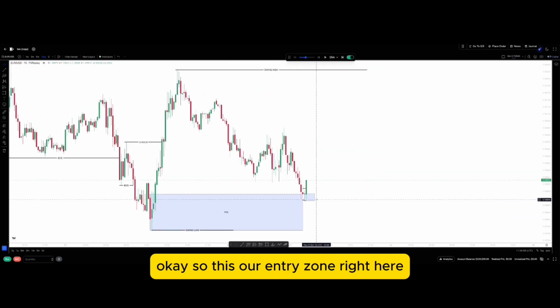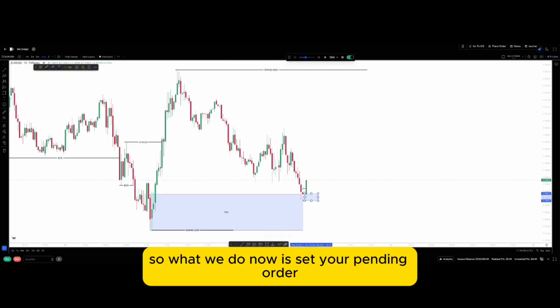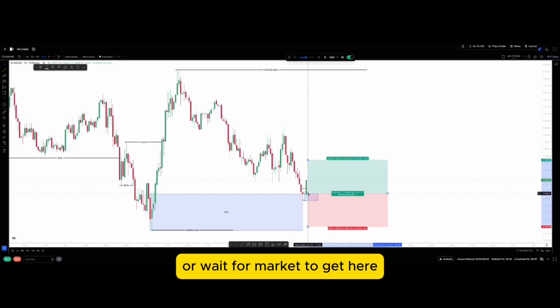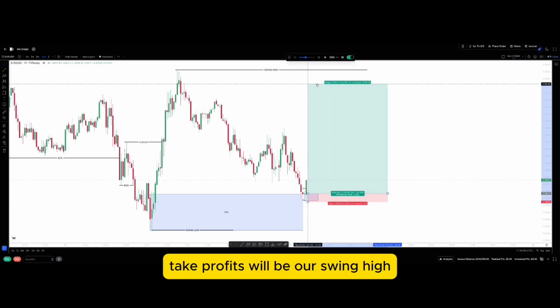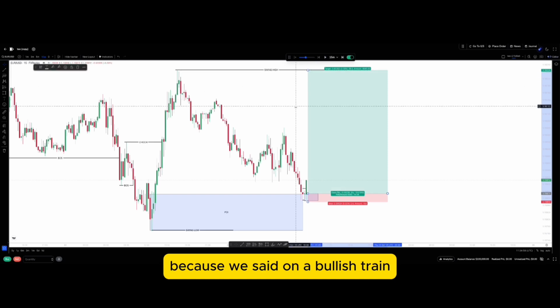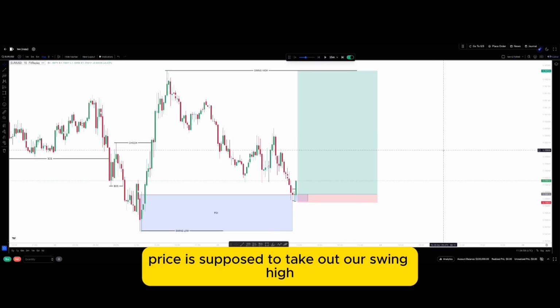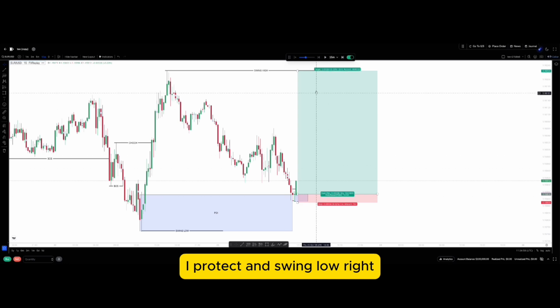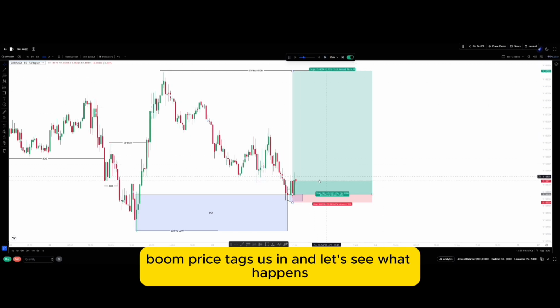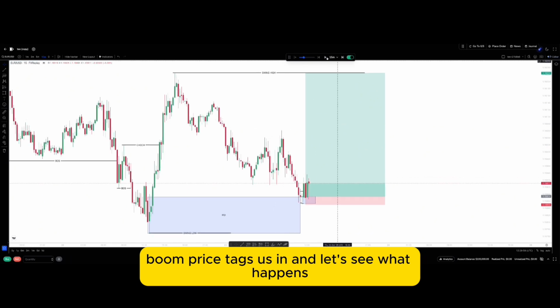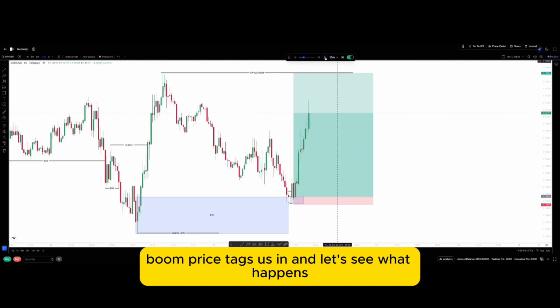Okay, so this is our entry zone right here. What we do now is set your pending order or wait for the market to get here, then you execute the trade manually. Take profit will be our swing high, because we said in a bullish trend, price is supposed to take out our swing high and protect our swing low, right? So now let's play price and see if price tags us in. Boom, price tags us in, and let's see what happens.